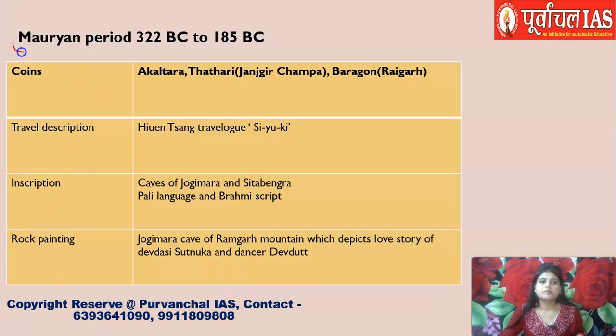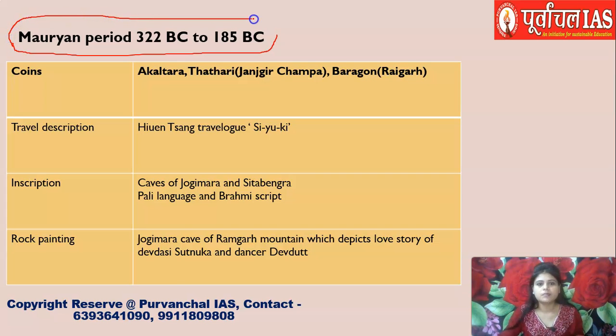Then came the Mauryan period. I think you know that the Mauryan period is very important in the history of our country because it was the time when there was a large political unification. A large part of the country was ruled by the Mauryan Empire, and certainly Chhattisgarh also became a part of the Mauryan Empire. So we do get evidences of this Mauryan Empire from Chhattisgarh also.